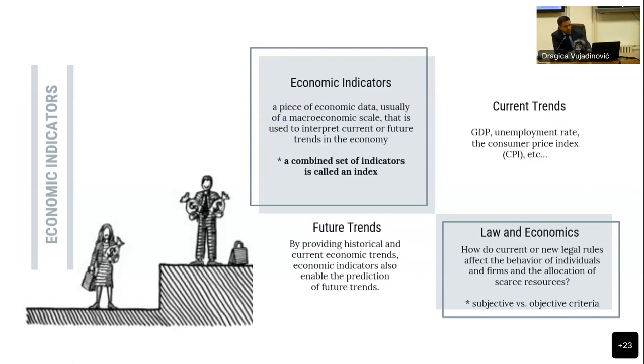So first of all, economic indicators. In general, that's a piece of economic data, usually of a macroeconomic scale, that is used to interpret current or future trends in the economy. So that's an indicator, and a set of indicators is called an index. So we are going to deal with some indexes like the gender inequality index, but they are all based on indicators, specific indicators or pieces of data.